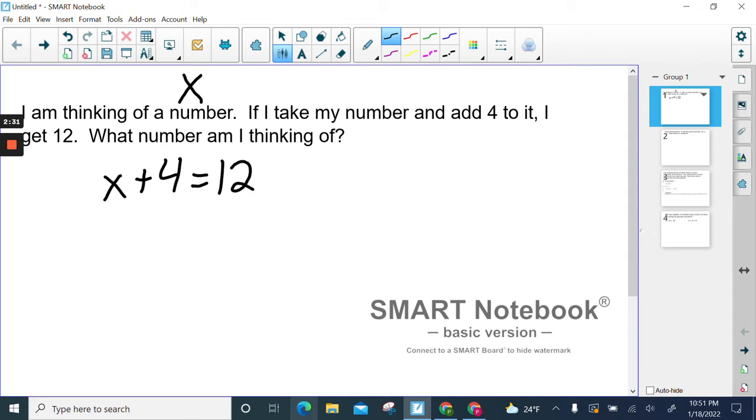5 plus 4, no, that's 9. 12 plus 4, no, that's 16. But if I guess correctly, I can figure out that this number has to be an 8. 8 plus 4 equals 12. So therefore, we've solved this equation, and we can tell me that x is equal to 8.